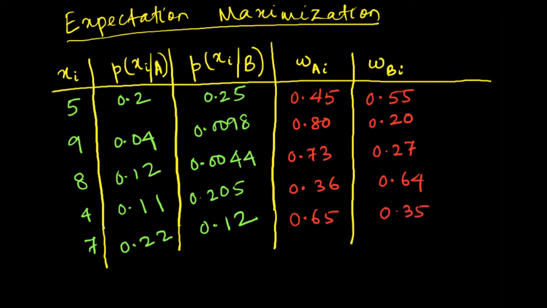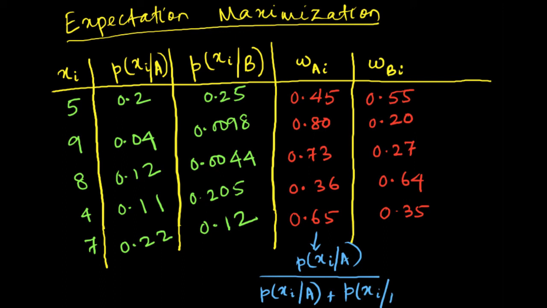So once again, let me remind you, how did we get this one? So this is nothing but P of xi given A divided by P of xi given A plus P of xi given B, and this is nothing but 1 minus WAI. So if you have many more coins, you need to again expand this table accordingly, but the basic principle still works irrespective of how large your data set is or how many different features that you have.